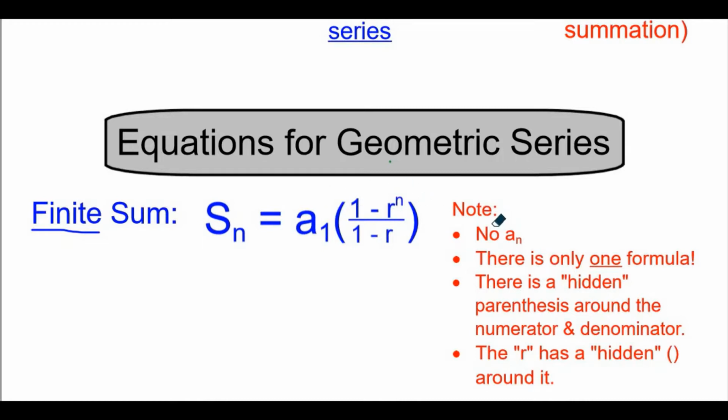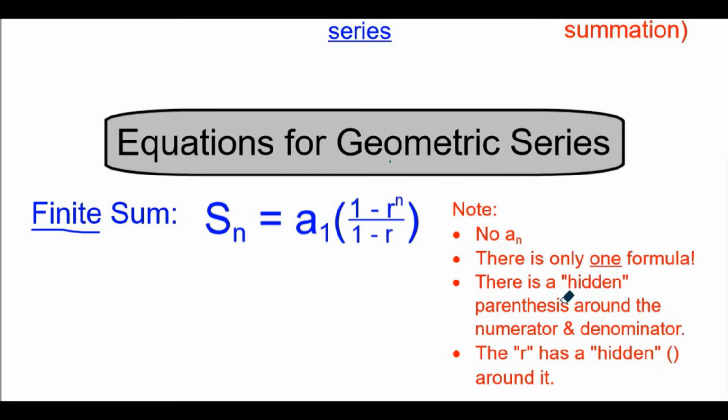A couple of important notes. There's no a sub n in this formula. Remember, when we did arithmetic, both formulas had a sub n. So there's no need to know the final term to find the final sum, which is incredibly interesting. There's only one formula. Finite sums have one formula.